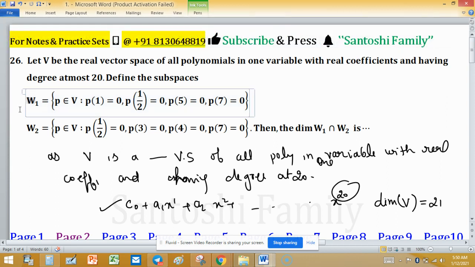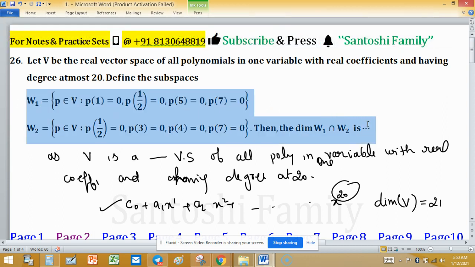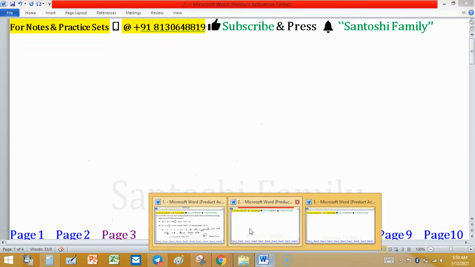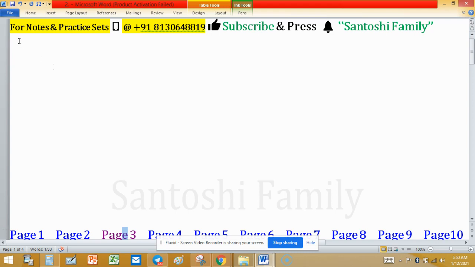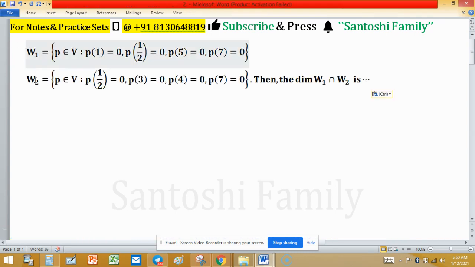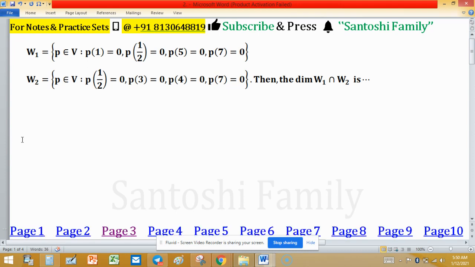And what are W1 and W2? W1 and W2 are given by these two sets. So we need to find the dimension of the intersection.